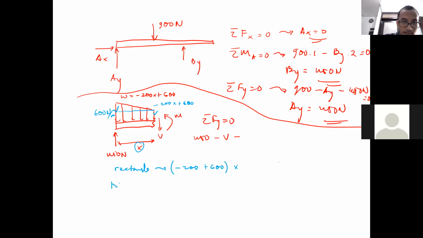And the triangle, it's supposed to be 600 minus 200 plus 600. Okay, this you multiply with x per 2, like this, right? So the summation of both will be the concentrated force, right?